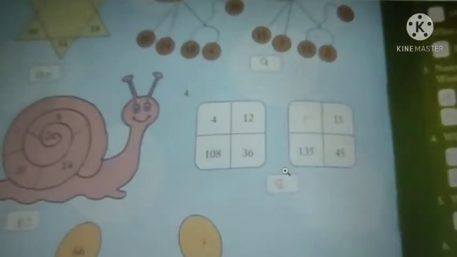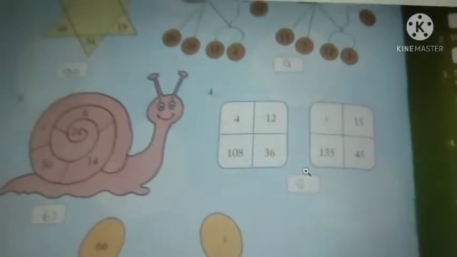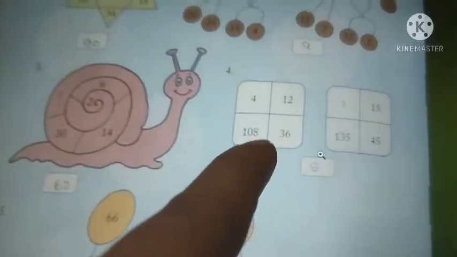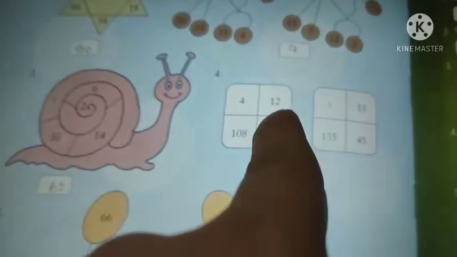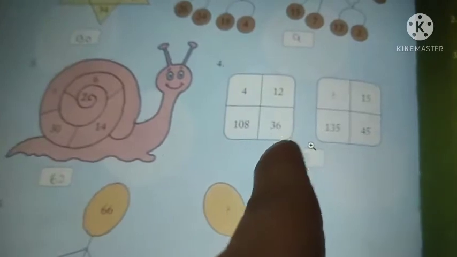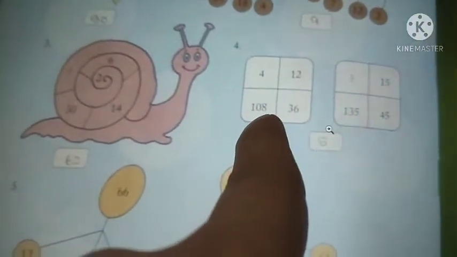Next, fourth sum. This is also easy. Here the third table they have used. Till now the fourth table they used. Here the third table they have used. That's all. 4 into 3, 12. 12 into 3, 36. 36 into 3, 108. That's what you will get.